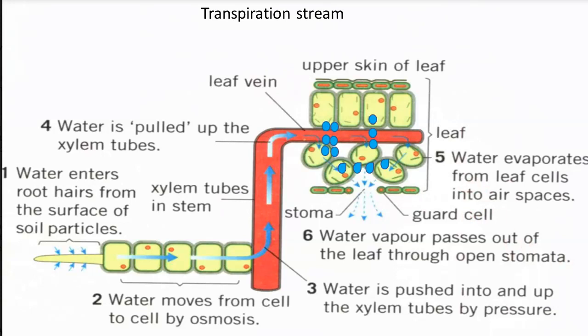Water evaporates from the leaf cells into the air space. Now the cells are turgid. The water concentration is high inside the leaf. So water vapor passes out of the leaf through open stomata. Those water molecules which are not needed by the plant will escape or evaporate from the stomata. This hole is called a stoma, singular stoma, plural stomata.